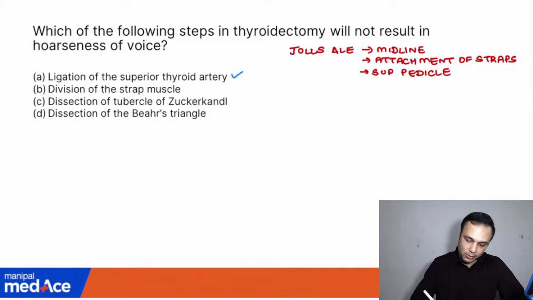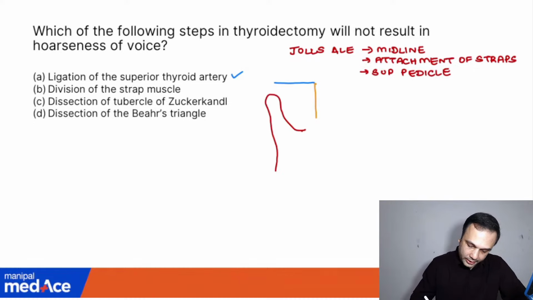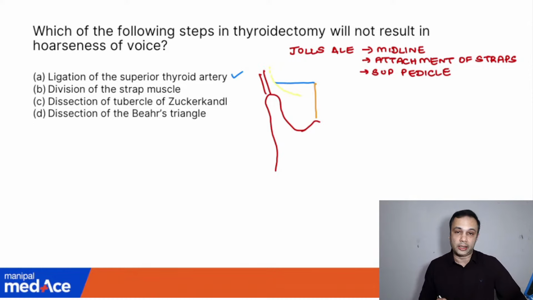This triangle is also known as the sternothyrolaryngeal triangle. Let me draw the boundaries again. You have the attachment of the straps above, the midline, and then the thyroid pedicle, that is the superior pole of the thyroid gland going up along with the superior pedicle. The importance of this triangle is that the superior laryngeal nerve lies very closely related to, or within, the triangle. The second important aspect is the external branch of the superior laryngeal nerve.